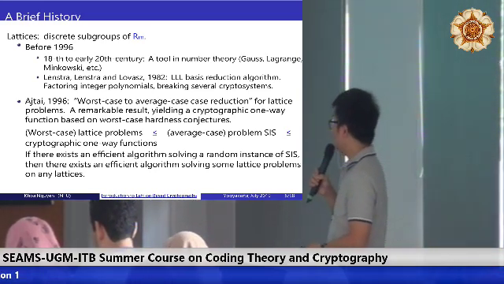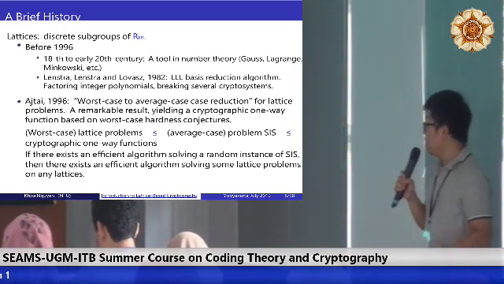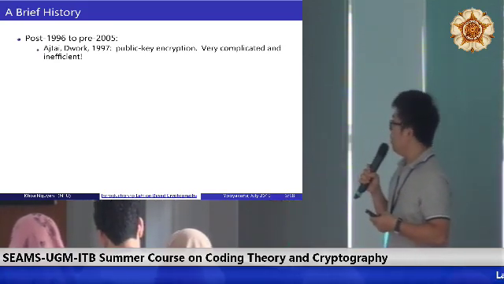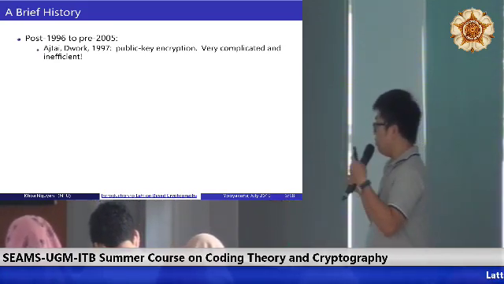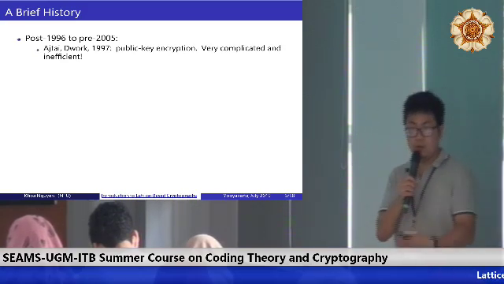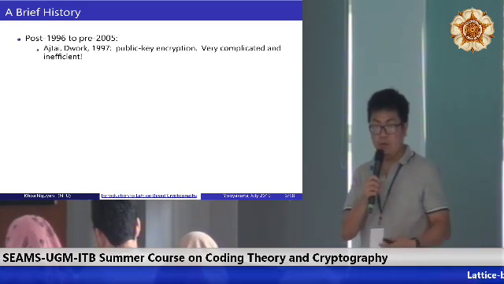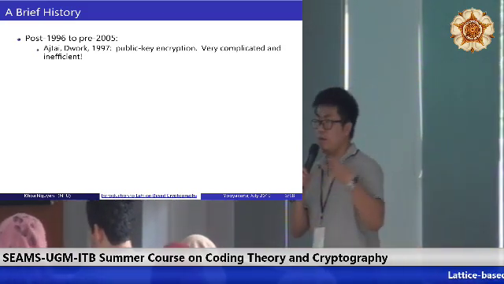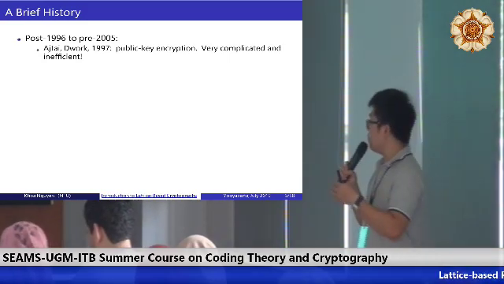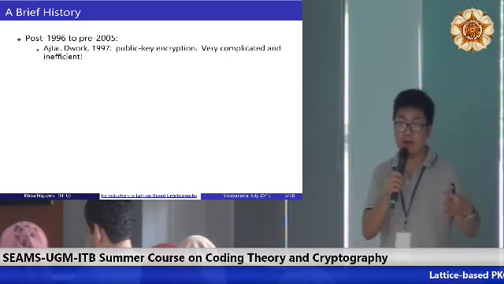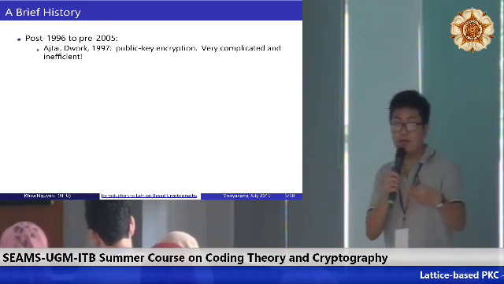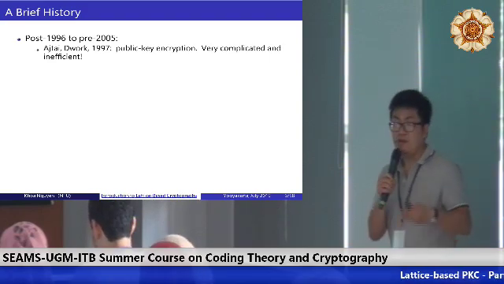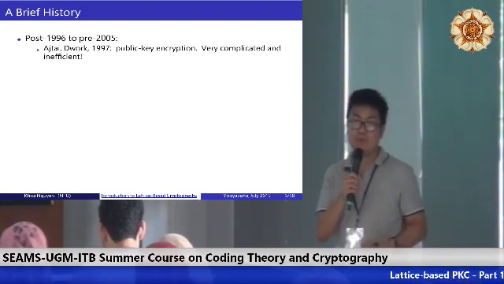Okay, so let me move on a little bit. After the work of Ajtai until 2005, there was some subsequent work that gave some improvements. For example, the work in 1997 by Ajtai and Dwork showed that not just a one-way function can be obtained from lattices, but also public key encryption. However, their original system is quite complicated and very inefficient, so it is mostly of theoretical interest.